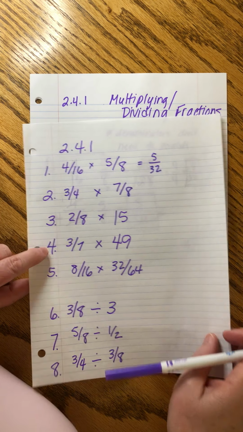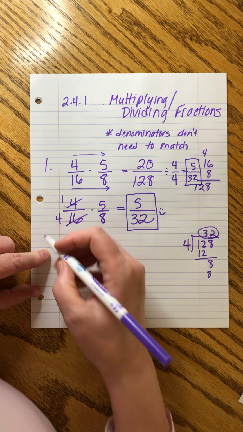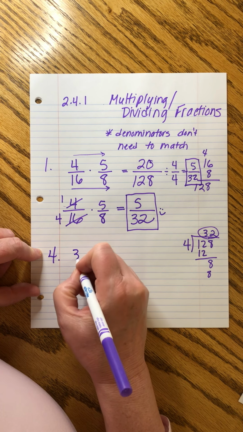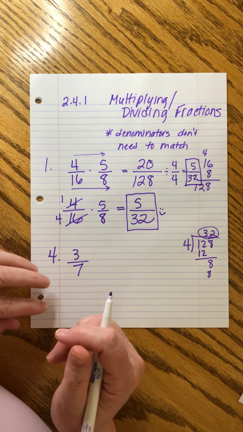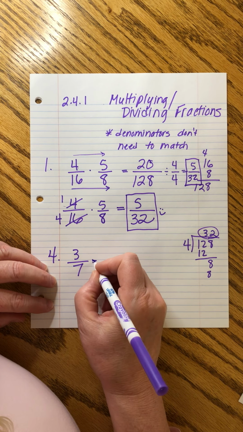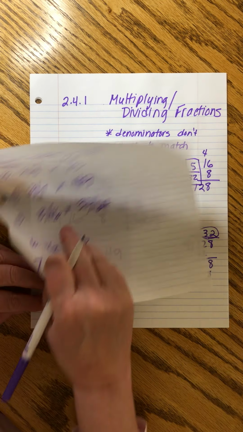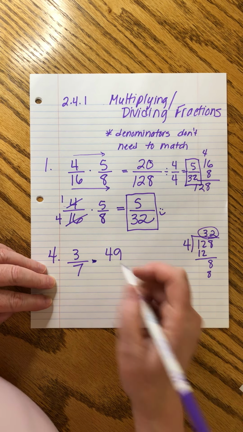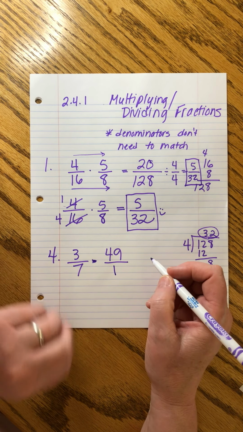And let's try number 4. I can fit it here. 4, 3 over 7. Again, I changed the presentation. I do not want a diagonal fraction line and a blob. Times, now look what happens when we multiply by just a plain number, 49. I don't want to write it as anything but a fraction, so I immediately change it into a fraction by putting it over a 1.